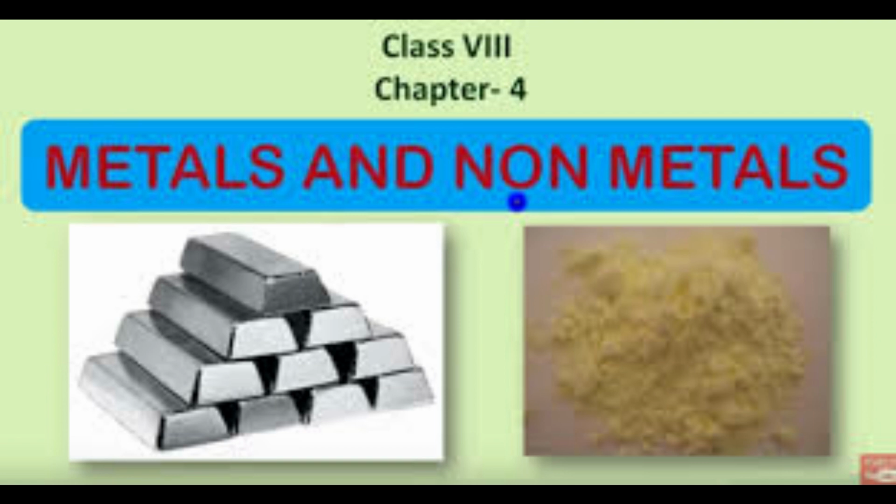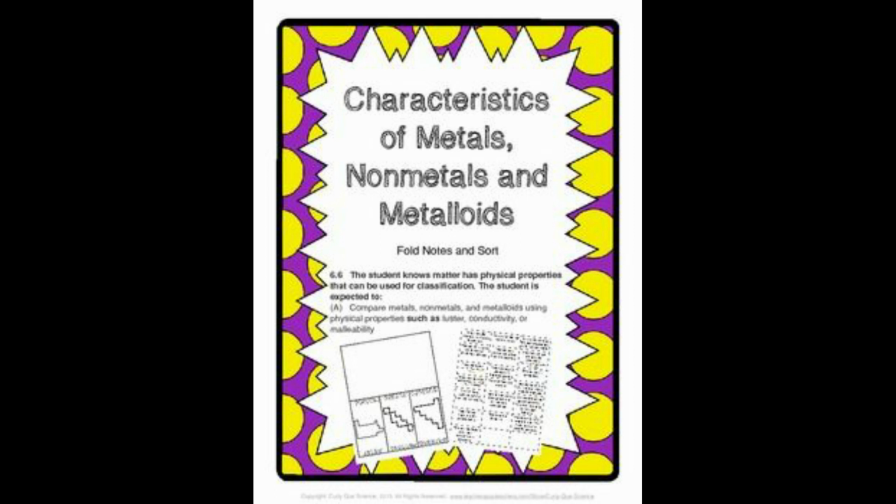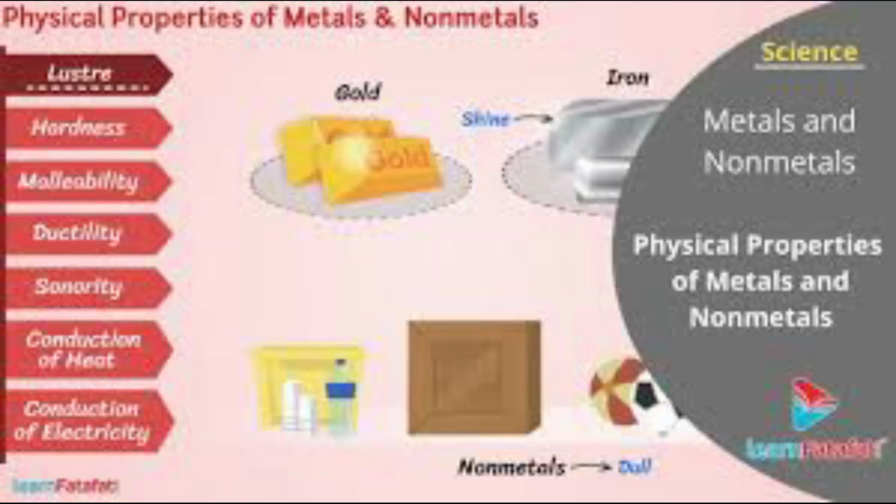We are in Part 2, fourth lesson, Metals and Non-metals. In Part 1, we have seen different physical properties of metals with the help of a few activities. From that we concluded that metals possess some physical properties: metals are hard and rigid, metals are malleable, metals are ductile, metals are sonorous, metals are lustrous in nature.